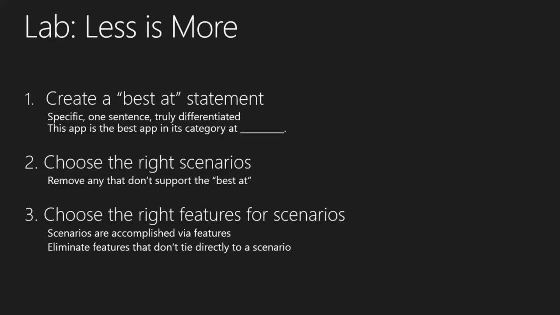So at this point in time, your lab is set up to do your 3 major components that we discussed earlier. Creating a best at statement, so of course be specific, be one sentence, be truly differentiated. Brainstorm scenarios that will support that statement, remove any that don't support the best at, and move features to other pages. And then choose the right features for those scenarios. Scenarios accomplished via those features. Eliminate features that don't tie directly to a scenario. And then, of course, group them by those scenarios.